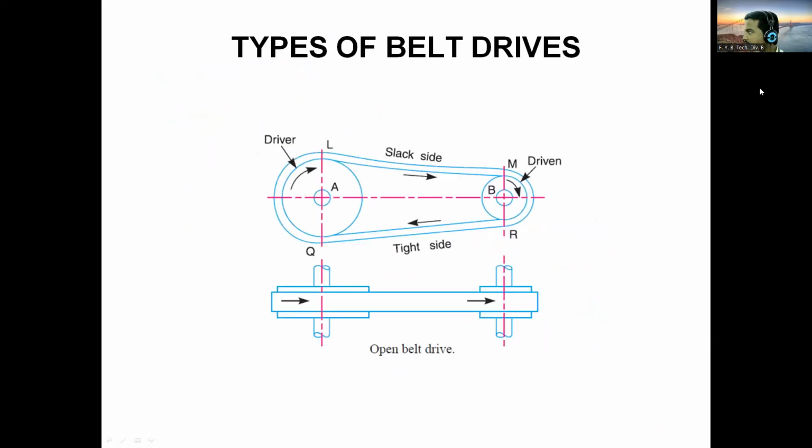So what are the types of belt drives? Open belt drive, cross belt drive. Please concentrate. Then third is compound belt drive. Fourth is belt drive with idler pulley, and next is stepped or cone pulley drive. Okay, these are the belt drives.